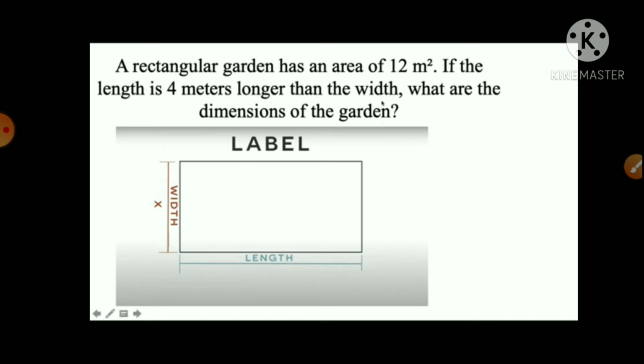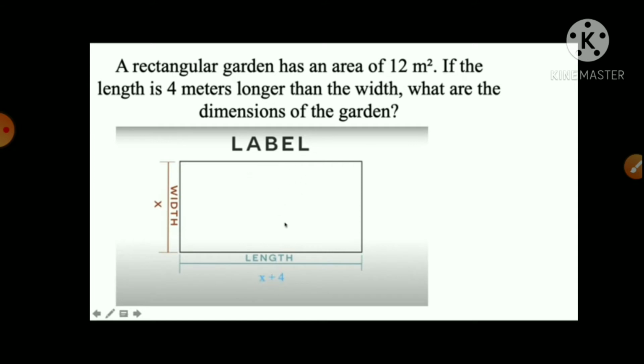So it says here that the length is 4 meters longer than the width. So the length is relative to the width. So we have to identify what the measure of our width is. In this case, we have no information, so we're going to use variable x to represent this unknown measure of the width. So our width is represented by x. Our length is 4 meters longer than the width, so this would be x plus 4.